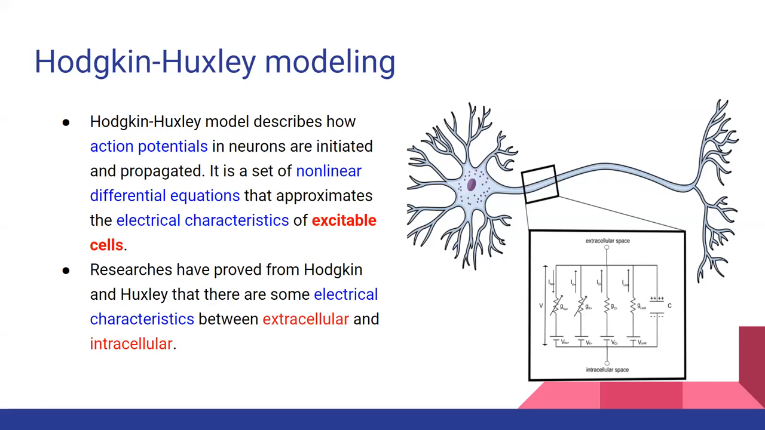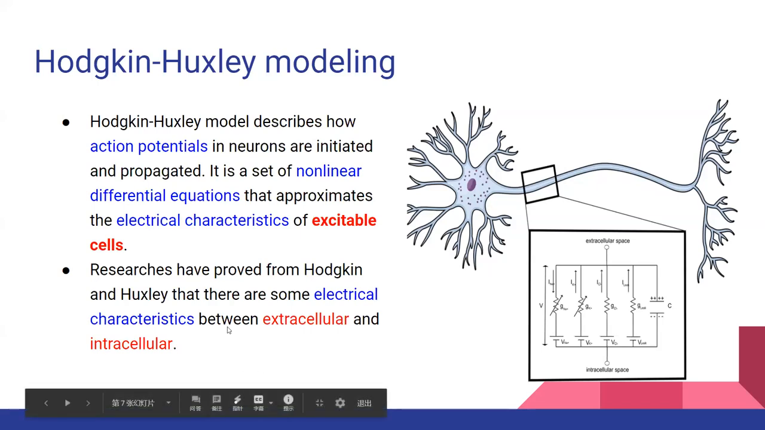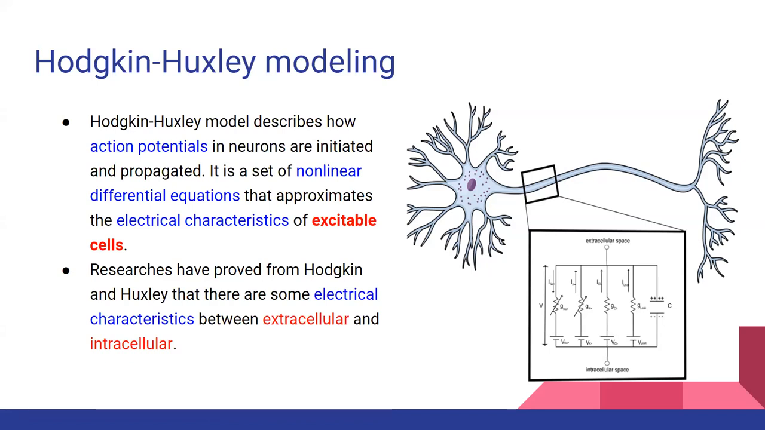And there are two spaces, which are the extracellular space and the intracellular space. The extracellular space means the space outside the cells. The intracellular space means the space inside the cells. The outside space and the inside space are separated by the cell membrane. The cell membrane plays a role in controlling which substances go out or enter. Hodgkin and Huxley showed that there are differing characteristics between the outside and inside of the cells, and something happens between these two spaces.